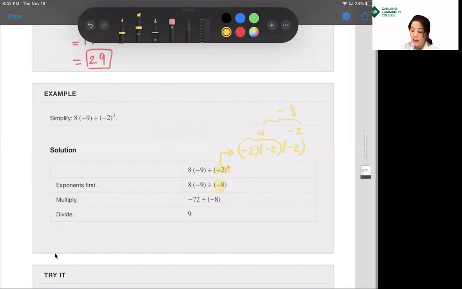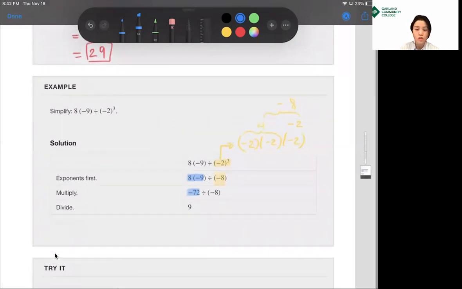Next, we're going to multiply 8 times -9. 8 times -9 is -72. -72 divided by -8. Remember, when you divide two numbers of the same sign, the result is positive, right? The two numbers have the same sign. Even though they're both negative, they have the same sign, so the quotient has to be positive. So the final answer is +9.